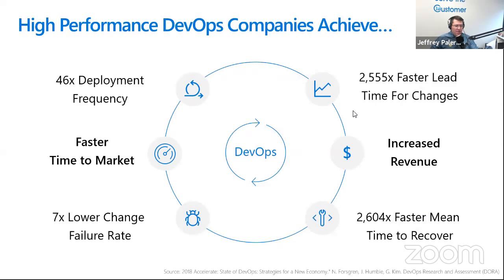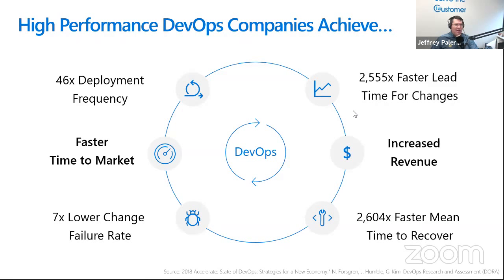And I'll credit Sam Guggenheimer at Microsoft for sharing that little bit of information with me. That was really eye-opening. So Microsoft has also participated in the 2018 Accelerate State of DevOps report, and the research shows that for people implementing DevOps, they have anecdotally, and executives report, faster time to market, increased revenue.